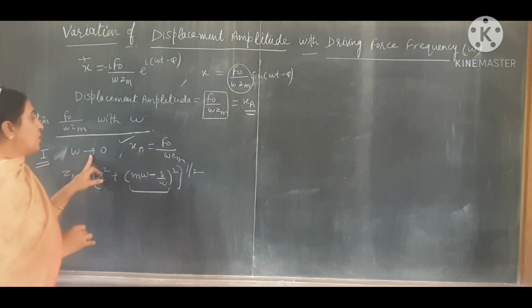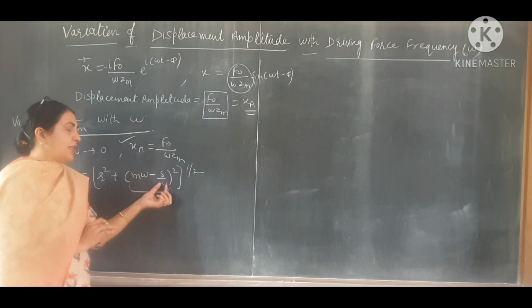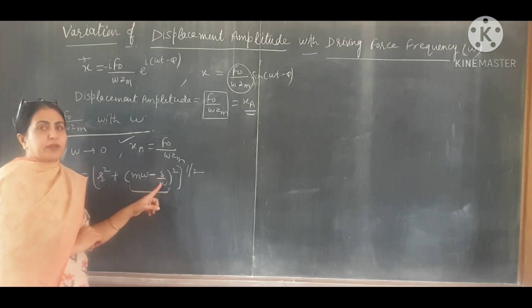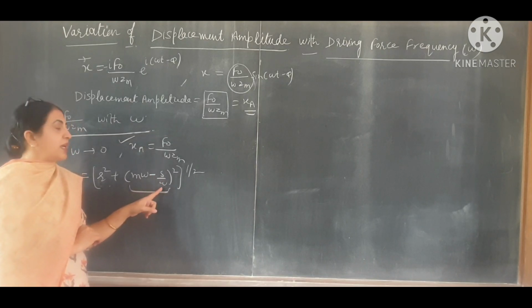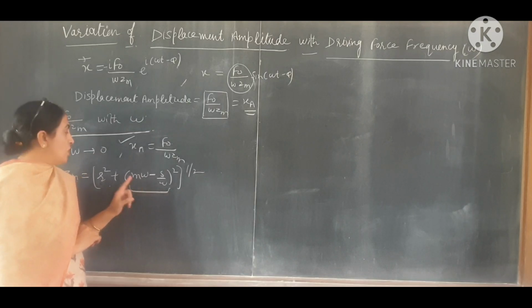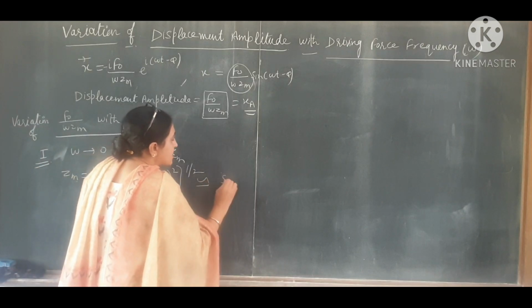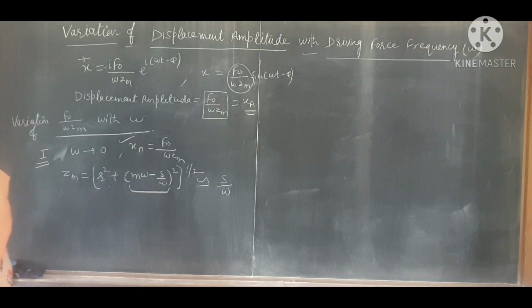When omega approaches 0, only this term is dominating, because when we put omega equal to 0, this becomes infinite. So only this term is dominating, s over omega. So the s over omega term dominates over the inertial term m omega. So you can approximately write this is equal to s over omega.